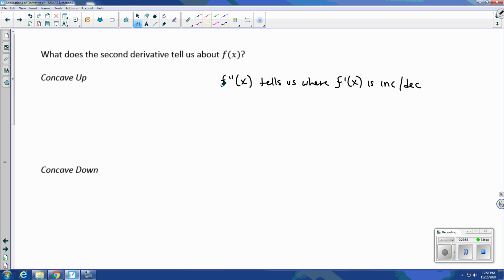Now, what does that reveal to us? Well, if f prime of x is constant, that means you have a linear function. That means your rate of change stays the same the entire time. There's no change in the rate of change. Okay? So if f prime of x is constant, you have a straight line. But if f prime of x is increasing or decreasing, then what that does is create a bend in the curve. So the second derivative, what it tells us about f of x is how the function bends.